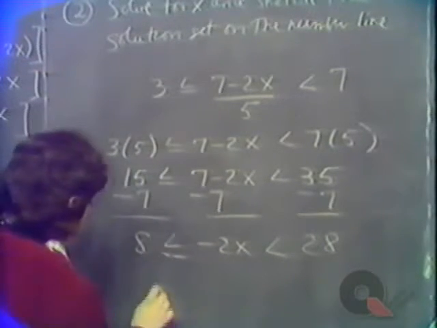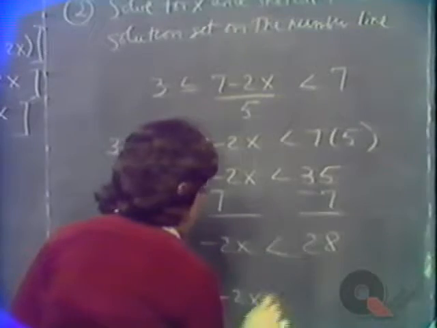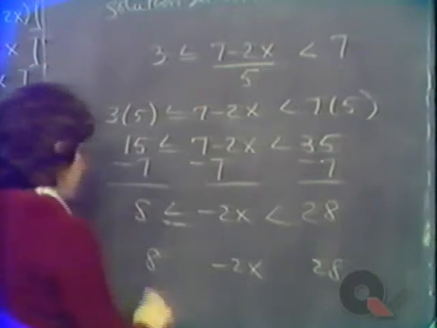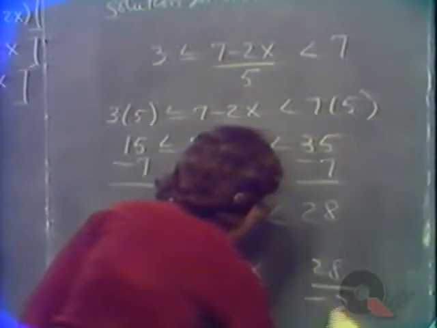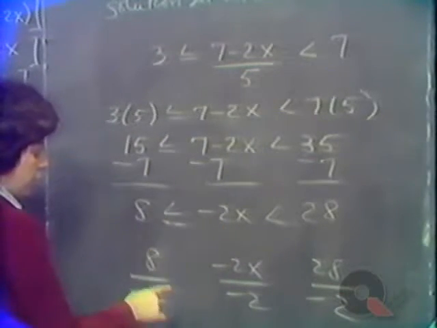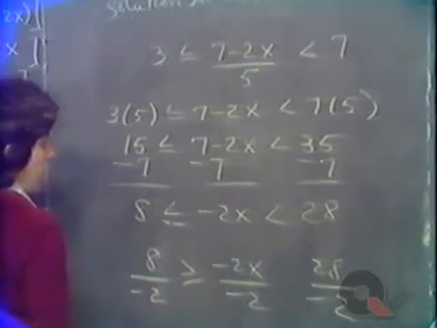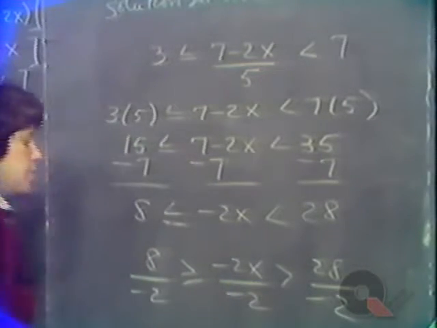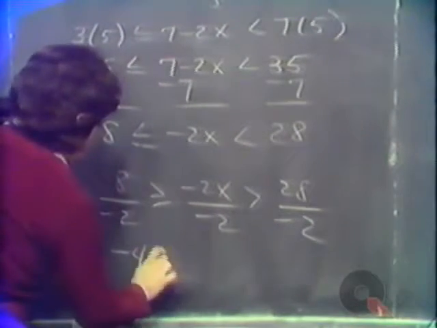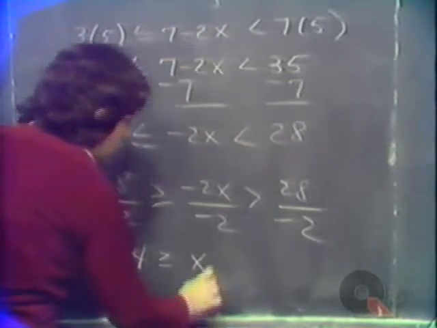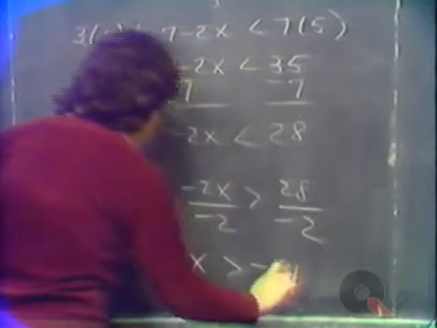Okay, so let's see, I have the 8, minus 2x, and 28. I'd like to divide through by minus 2 to get x alone in the middle, but I have to reverse the directions. This less than or equal becomes a greater than or equal. This less than becomes a greater than. And I have minus 4 greater than or equal to x greater than minus 14.